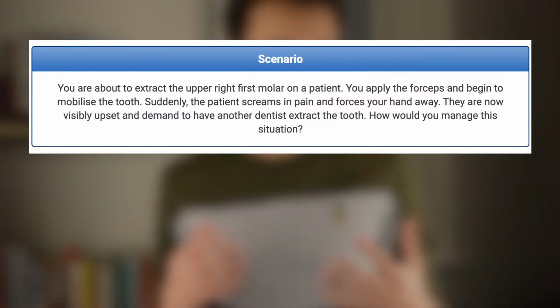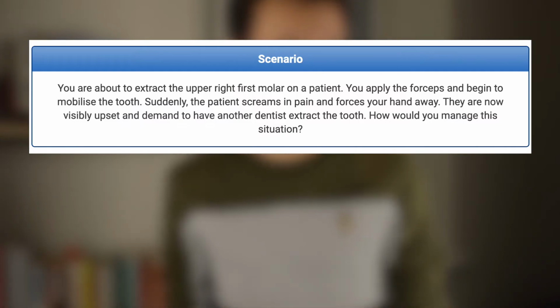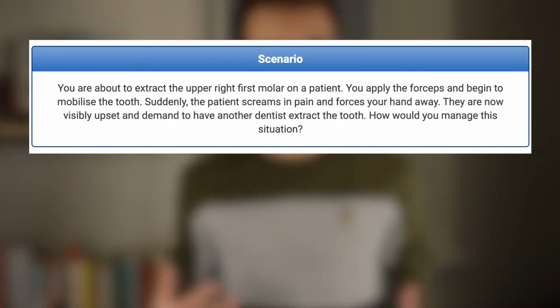In this video we're going to be looking at the following scenario. You're about to extract the upper right first molar on a patient. You apply the forceps and begin to mobilise the tooth. Suddenly, the patient screams in pain and forces your hand away. They are now visibly upset and demand to have another dentist extract the tooth. How would you manage this situation?